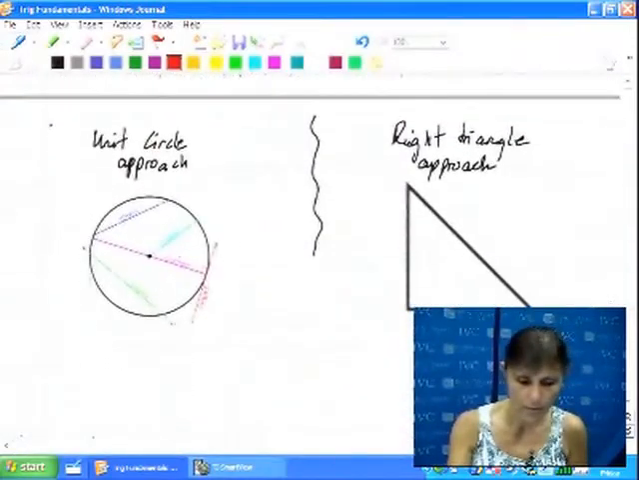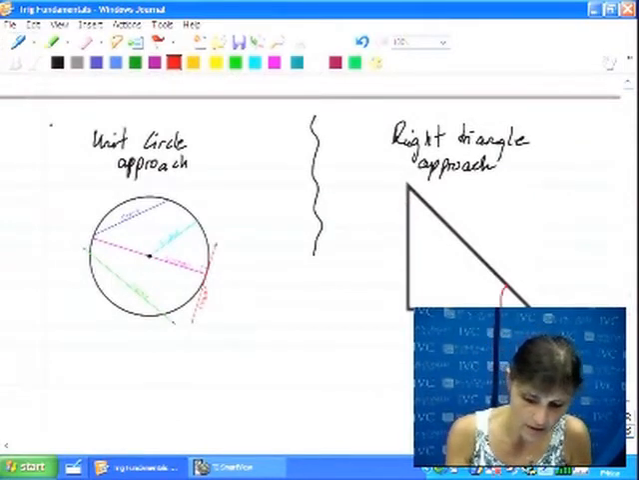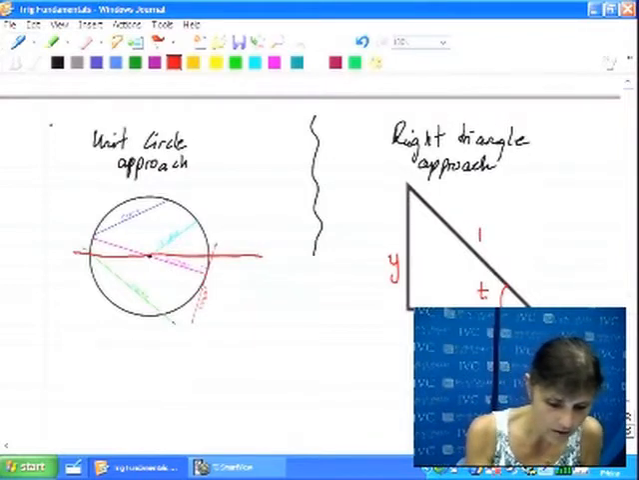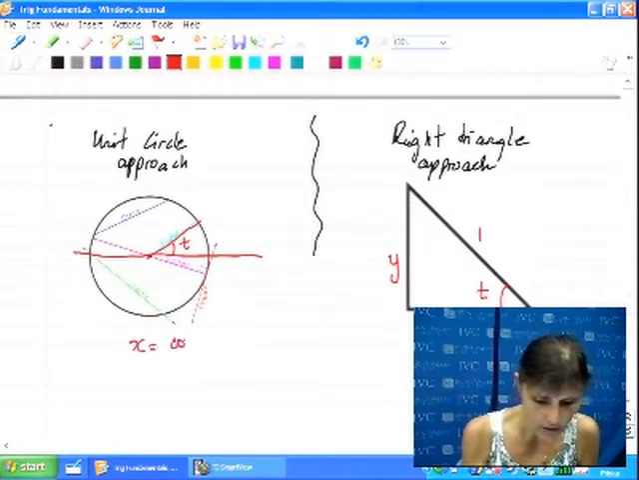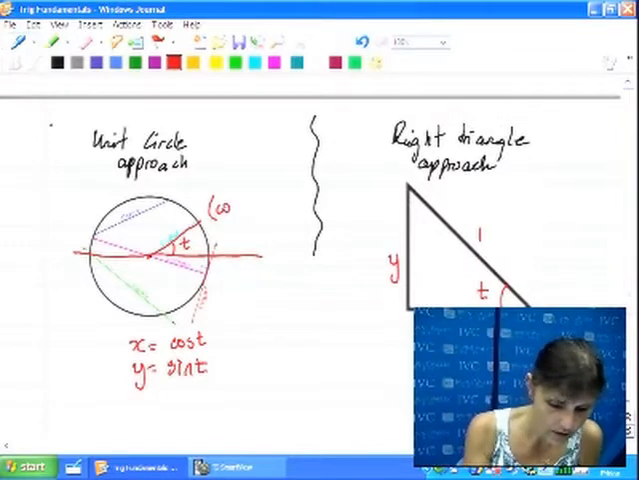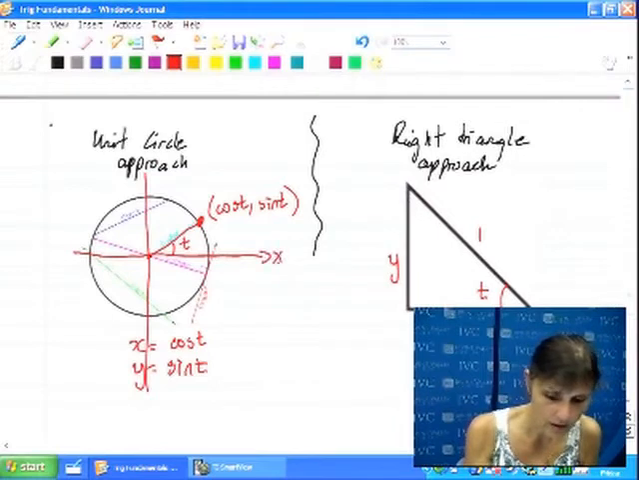Okay, so let's write down the things and the right angle approach. Just summarize it. This is my t, and then this is my x, this is my y, and this is my 1. This is just a circle. Here's my radius, here's my t. X equals cosine t, y equals sine t. And this one is cosine t, this point, sine t. And your graph is x and y this way.